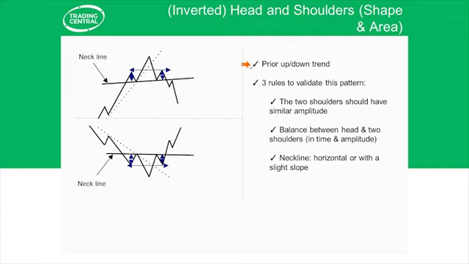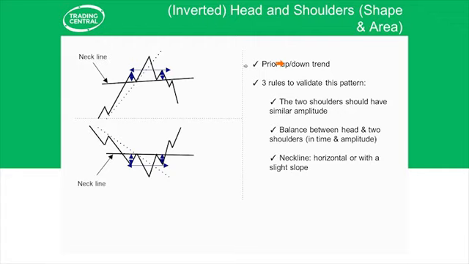The first thing very important I would like you to keep in mind is that the existence of a prior major trend is an important prerequisite for any reversal pattern. So prior up or downtrend. So indeed, a market must have something to reverse.